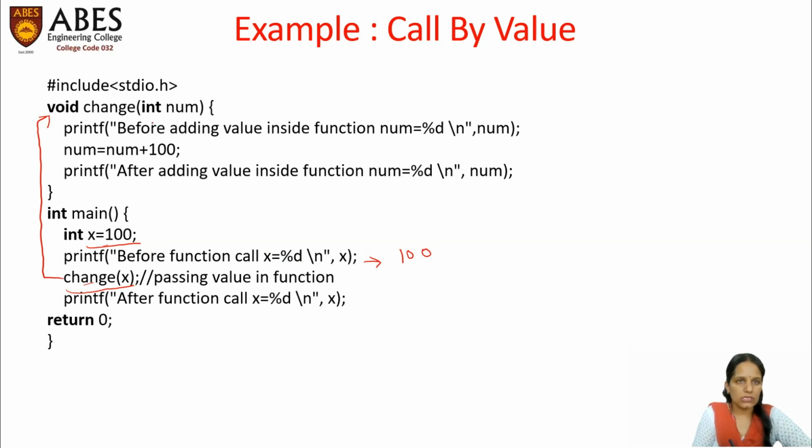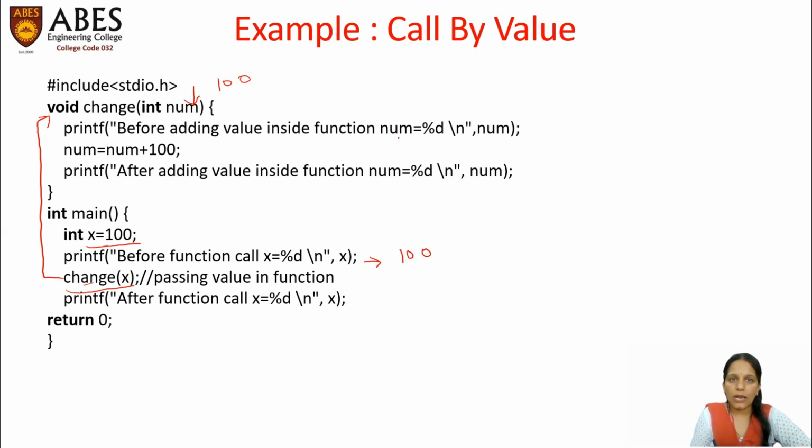So it will call the change function with parameter x, with the value of x, right? The value of x here is 100, so it will get copied into num. So num is the formal parameter and x is the actual parameter.